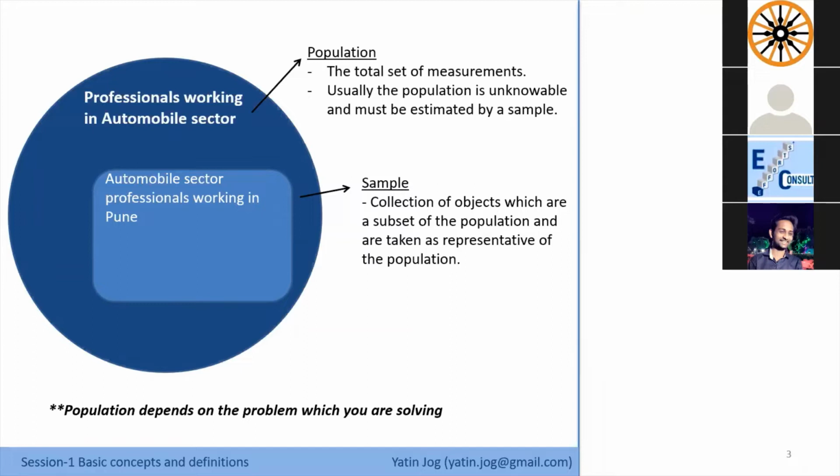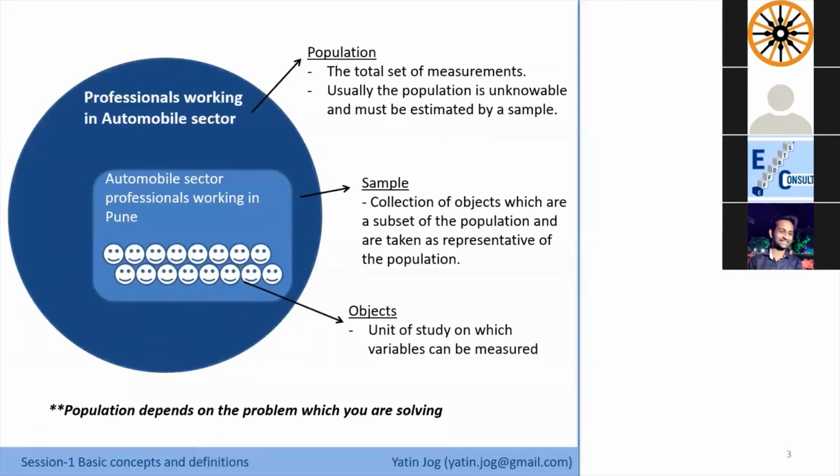Now each and every individual of my sample, every member of my sample, is my object. So all these individual members who are automobile sector professionals working in Pune become my objects. The objects are the unit of study, the units on which variables can be measured. All these individuals will give me some information, data points, based on which I'll do my analysis. So these are the basic definitions: population, sample, and objects.